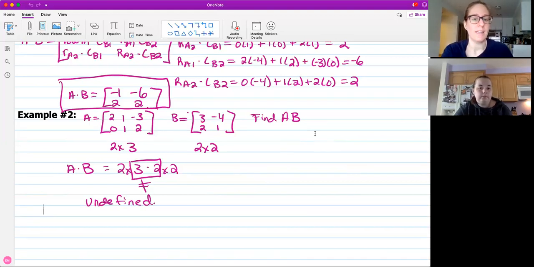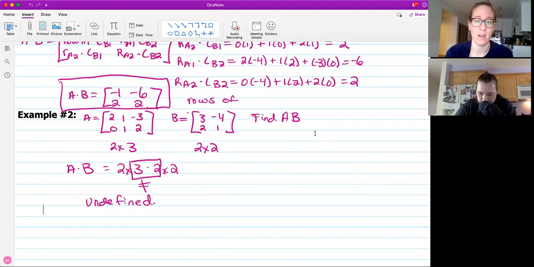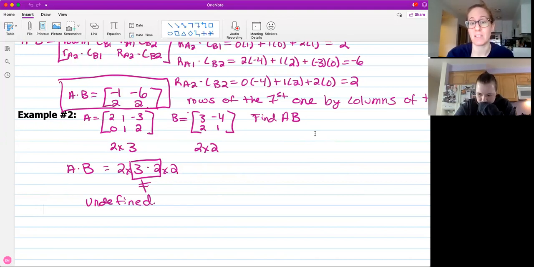So yeah, even if you forget to check, it's never going to work out, right? So remember we said you have to multiply rows of the first one by columns of the second one. Look what happens if we try and multiply row 1 of matrix A by column 1 of matrix B. You don't have enough numbers, right? So you would be multiplying 2 times 3, 1 times 2, and then -3 doesn't have anything to multiply to because there's not enough numbers in that column. So you would be stuck, and you would know it's got to be undefined.